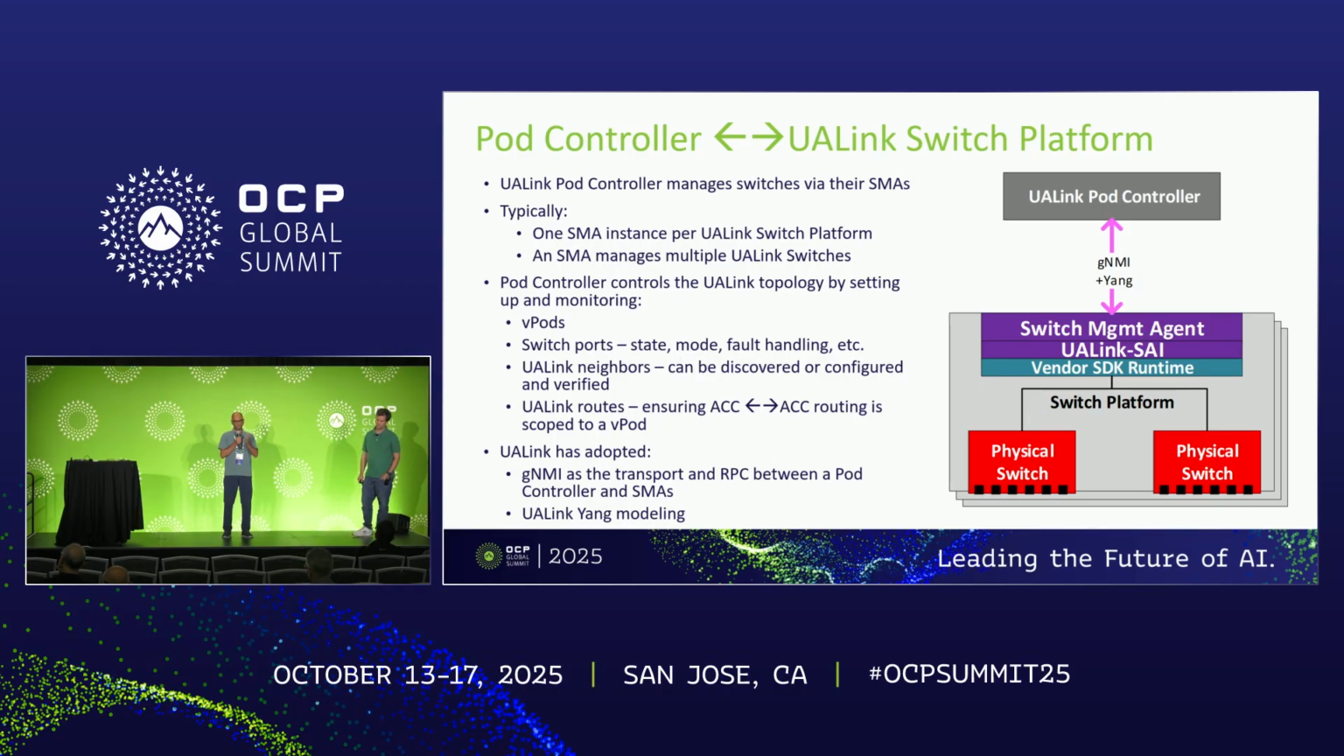UALink switch platform, complementary to what we just went through. The main difference here is, of course, there's an SMA, but the interface is now GNMI with Yang modeling. We have defined our own Yang models. We've pulled some from OpenConfig with respect to types and basic Yang constructs, but otherwise we have defined our own Yang model. It's available on GitHub. All UALink members have access to that.